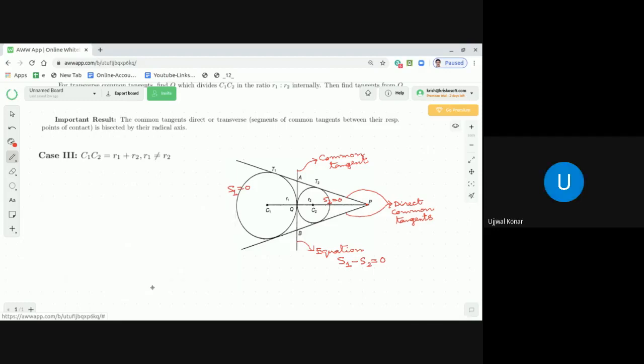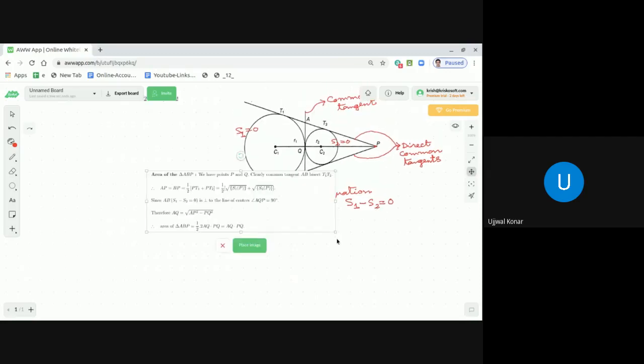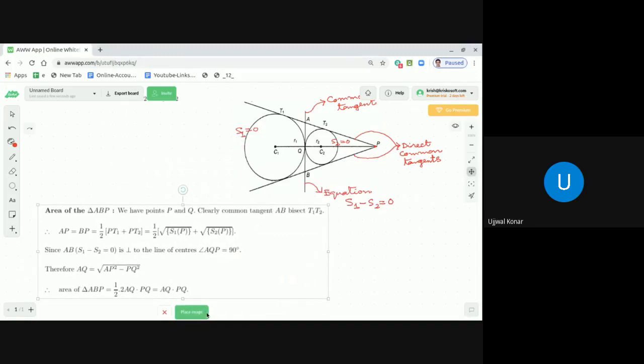Yes. Okay, so what we see is that if you look into the area of the triangle ABP, we have the... Sir, can you increase the font? Okay, all right, let me increase the font then. Just a minute, let me put it here. I hope it is fine now. Is it fine? Okay.